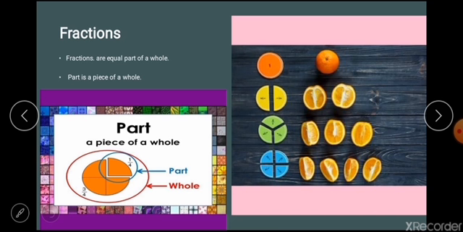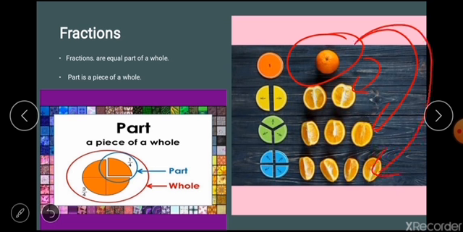So students, what do you understand by fraction? As you can see here, fractions are part of a whole. This is a whole. I'm taking one orange and dividing it into two parts. So fractions are equal parts of a whole. Then I am dividing this whole orange into three equal parts, and in the last picture I am dividing this orange into four equal parts. So basically I am dividing these quantities into equal parts, not unequal. So fractions are equal parts of a whole.